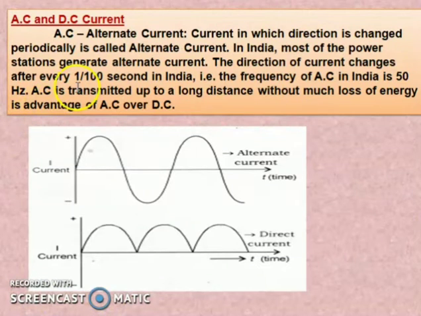Now you can see the difference between AC and DC. AC, that is alternating current: the current in which the direction is changed periodically is called alternating current. In India, most of the power stations generate alternating current. The direction of current changes after every 1/100 seconds in India, so the frequency of AC in India is 50 Hz. AC can be transmitted over long distances without much loss of energy, which is the advantage of AC over DC. So this is alternating current, and this is direct current.